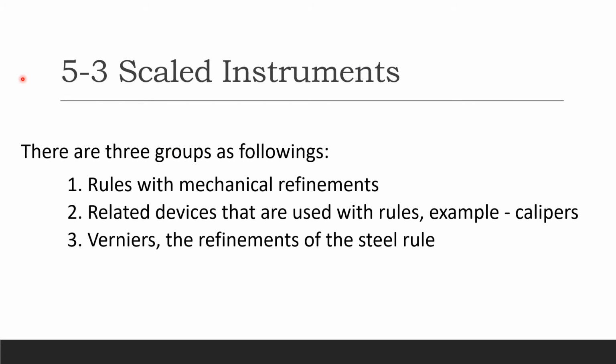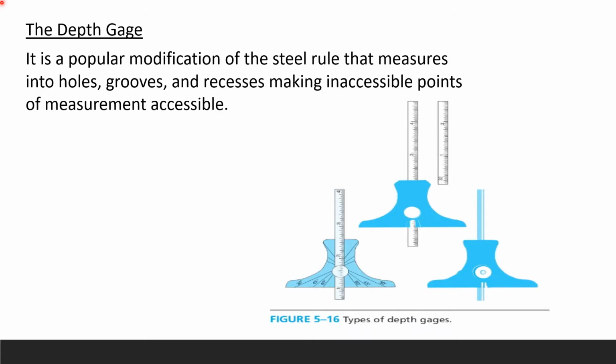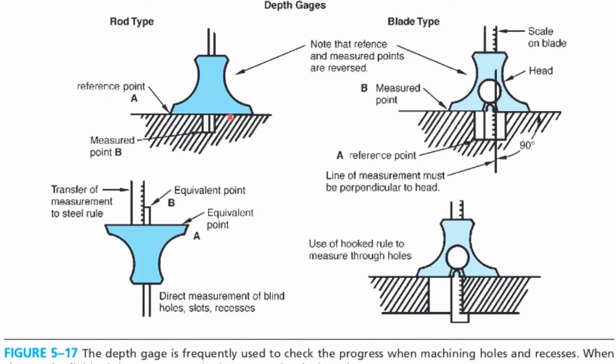So we have three groups of scaled instruments: rules with mechanical refinements, and related devices that are used with rules, for example, calipers and verniers, which are refinements of the steel rule. This is a depth gauge, a popular modification of the steel rule that measures into holes, grooves, and recesses, making inaccessible points of measurement accessible.